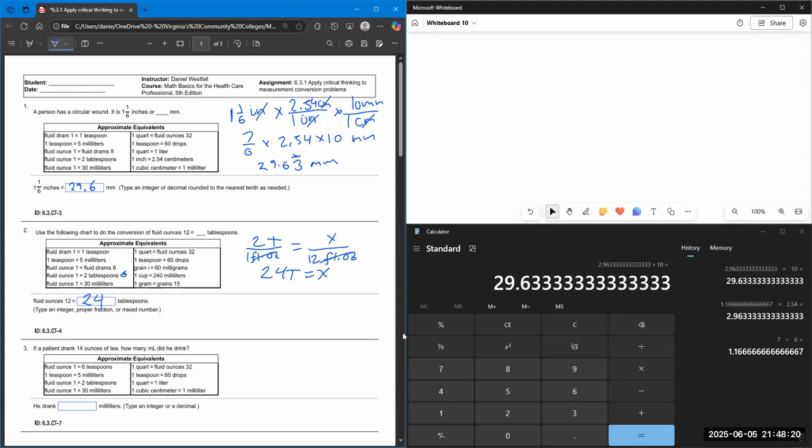And now we have 14 ounces of tea, 14 fluid ounces of tea. 1 fluid ounce is 30 milliliters. So this is 420 milliliters. Okay, right along.